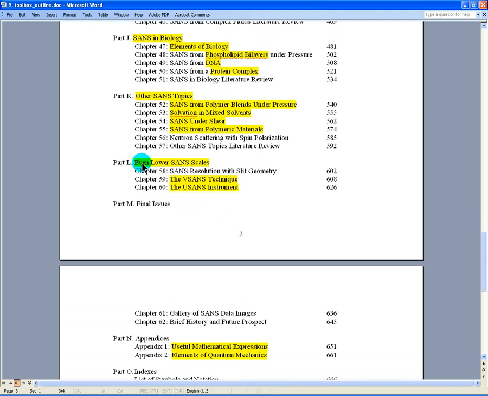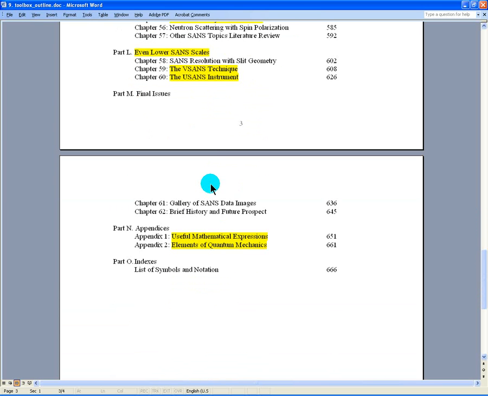Then Part L, even lower Q SANS, where the V-SANS technique and the U-SANS instrument are described. The V-SANS technique involves 40-meter SANS with multiple collimation. The instrument is under construction at the NCNR right now. There's a gallery of SANS data images, brief history, and future prospects.